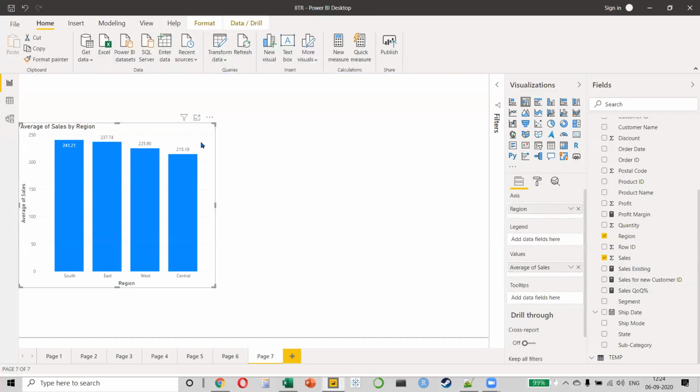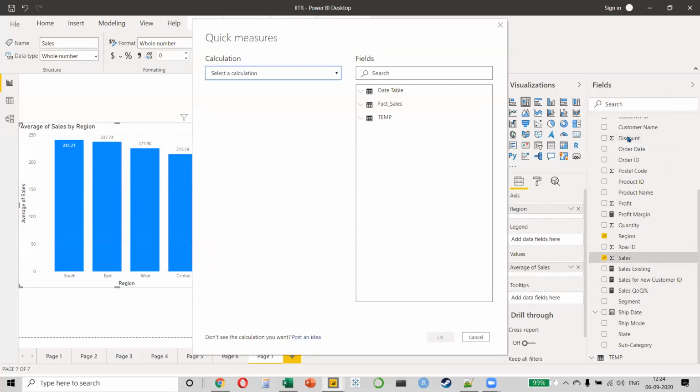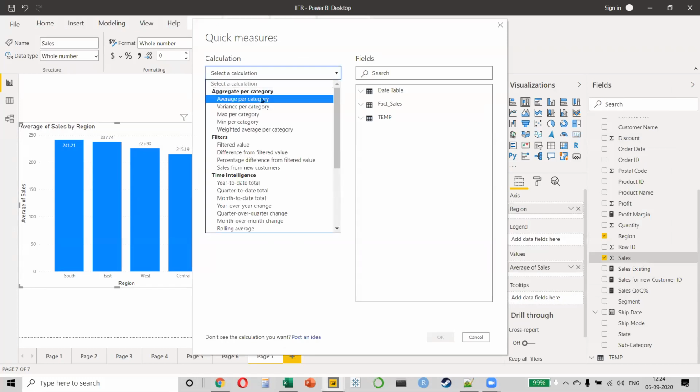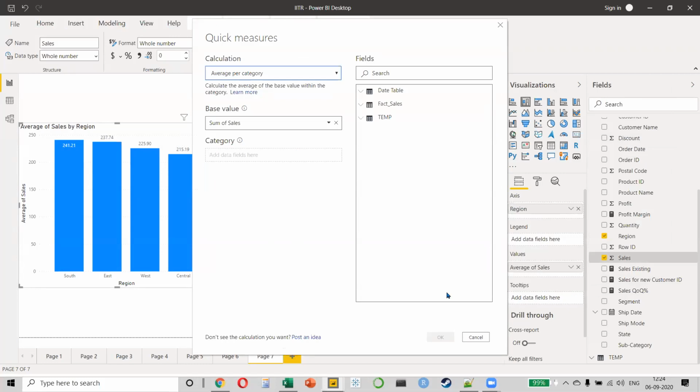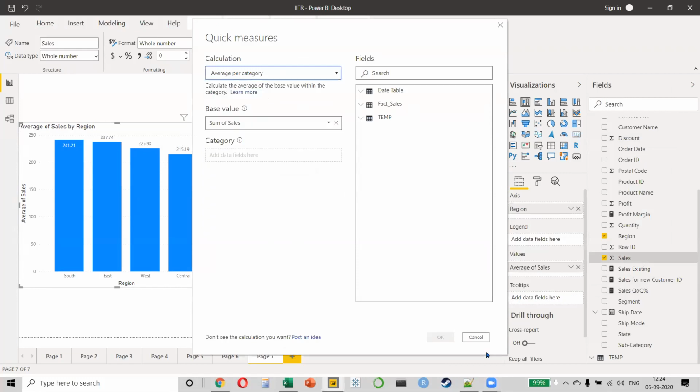So this is the average per transaction, but what we need to find out is the average for every customer. So we right click, select new quick measure. We select average per category. And like I was saying earlier, the reason that this is the number one option on Power BI itself should convince you how important this is, right? I mean, literally, this is one of the first things that you do when you're creating measures.